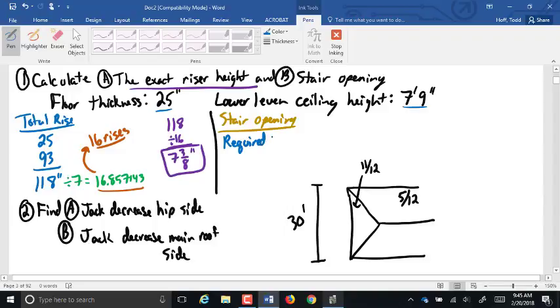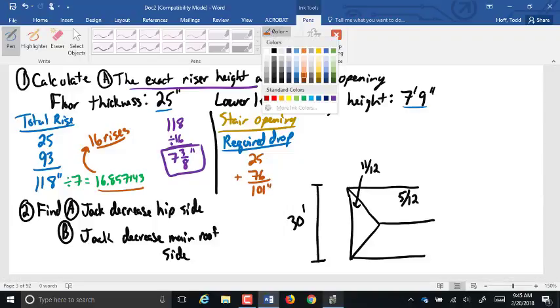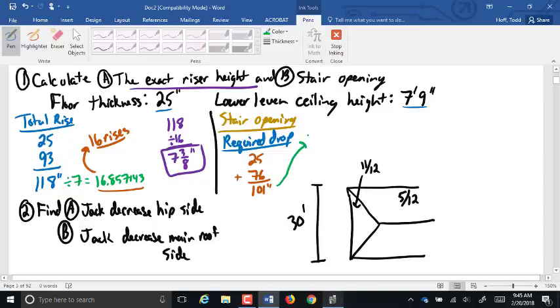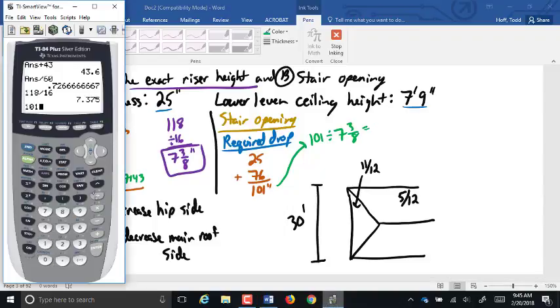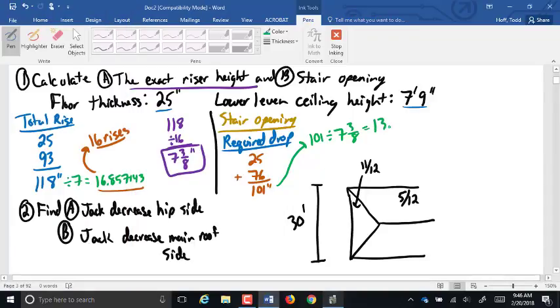The required drop. The required drop is always floor thickness plus what? 6'4" head clearance, 76 inches. So it's 101 inches. What do we do with that? Divide that by 7 3/8 to figure out how many risers that's going to be. So 101 divided by the 7 3/8 is 13.69.